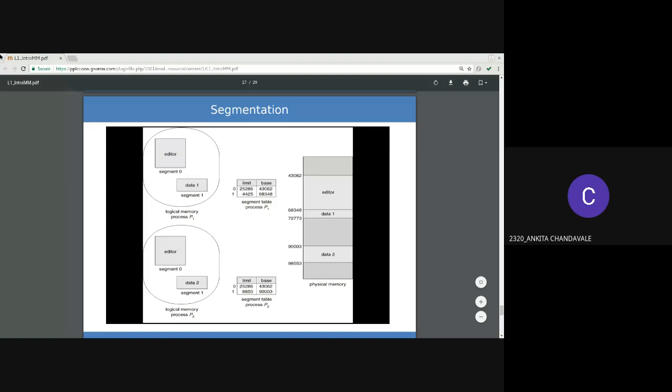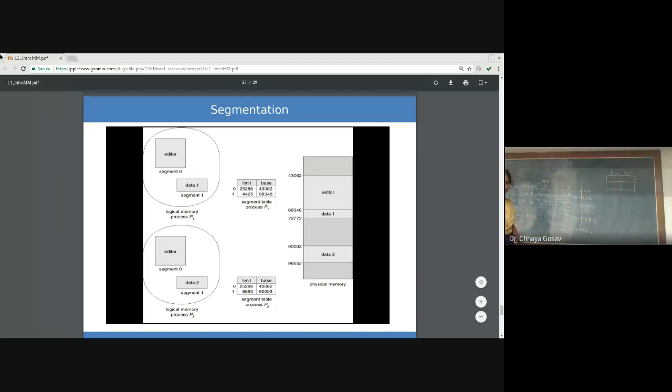Ma'am, how did we decide that it is loaded in those two blocks in the main memory? It is decided by the memory management unit. Whenever a block is free and that size is available for the particular segment, that segment can be loaded in the main memory. And how to convert a logical address to a physical address is decided by this table. This is called the segment table.